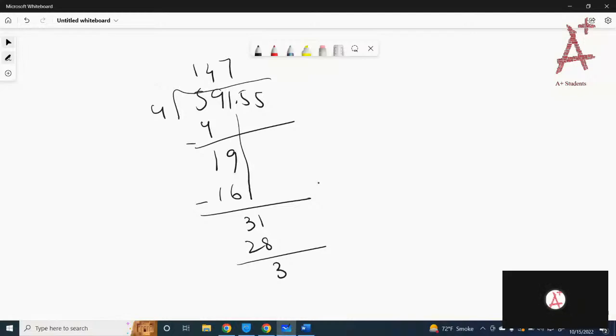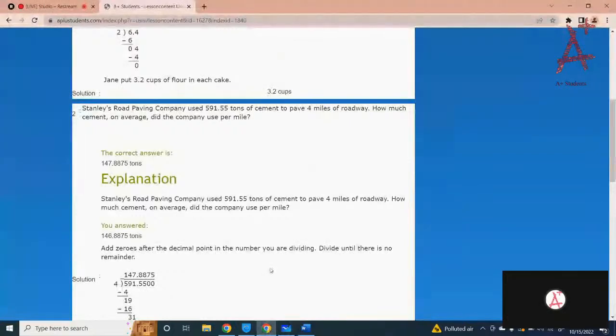So you have 3. Now you have a decimal point. Put the point over here and bring the next digit down. So 4 times 8 is 32. 35 subtract 32 is 3. Bring the next digit down again. You have 35. So you can go for 4 times 8 is 32. And again, you have a remainder 3. Got it? So it would be 147.88.